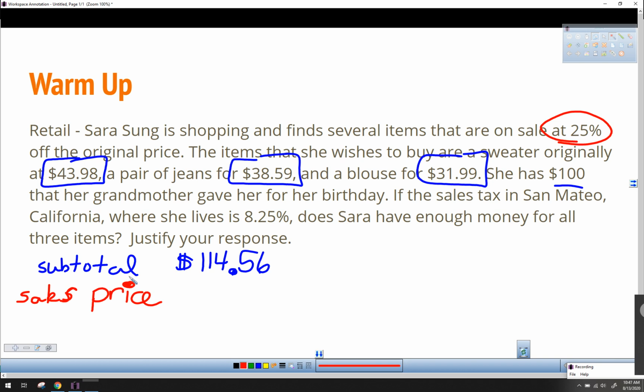Okay, sales price would be. Now there's two ways of doing that. One of those is that we could simply multiply 0.25 times each one of those, and that would be how much you're going to take off. And then you'd have to subtract it.